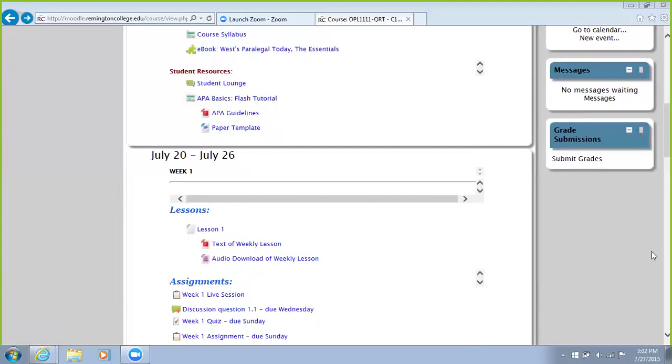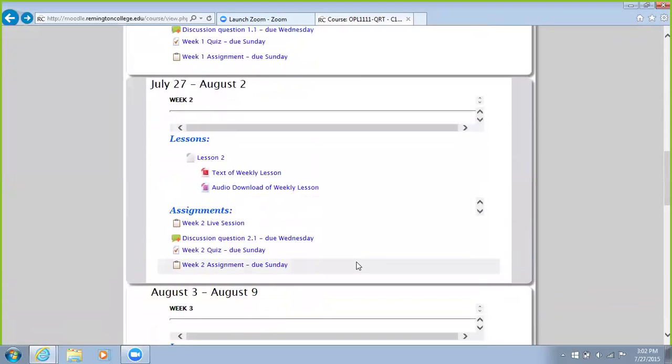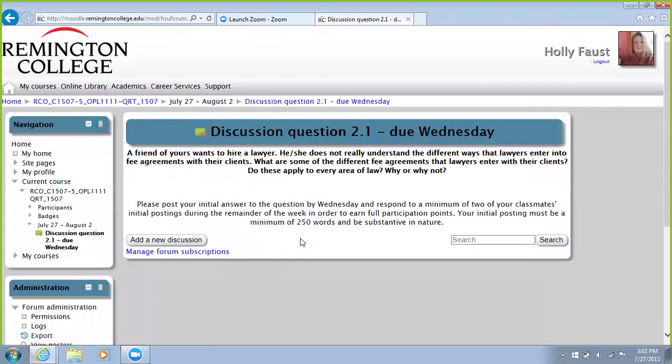All right, so let's take a look. Week number 2 is where we are now. Time flies when you're having fun. And you have a discussion, a quiz, and a written paper, just like in week 1. So let's start by taking a look at the discussion question for Wednesday.